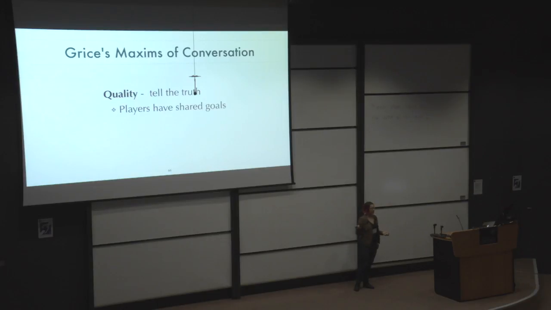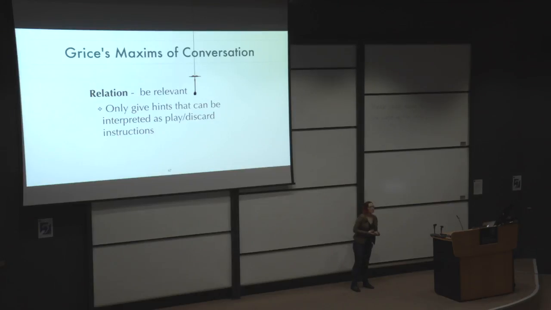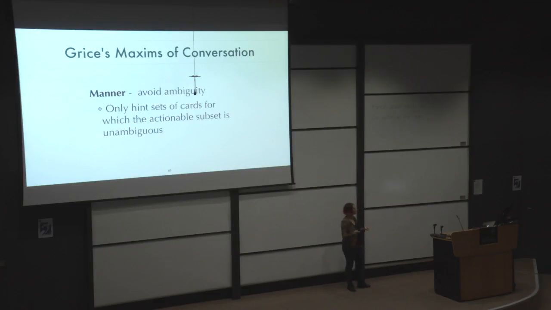However, the final 2 are things that we're actually accounting for with our intentional model. Relation, or being relevant, is accounted for by only giving hints that can be interpreted as play or discard instructions. You wouldn't give a hint that was irrelevant to the shared goal at hand. And finally, manner is avoiding ambiguity, which we do by only giving hints for sets of cards that are totally unambiguous.